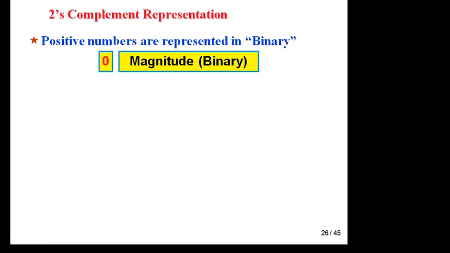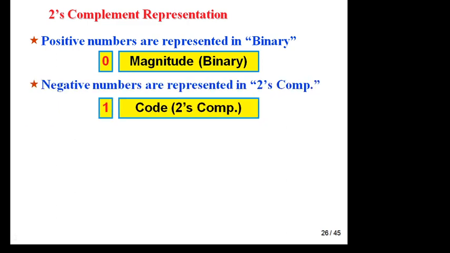Next, again for a positive number, the same representation as we discussed in sign magnitude method and in ones complement method. Same method: 0 in the MSB for plus sign, and the rest of the bits for magnitude. Okay, negative number. Again you have to determine the 2's complement of that number. Suppose you have to determine minus 3. Minus 3 is nothing but the 2's complement of plus 3.